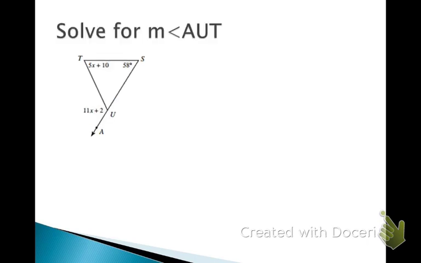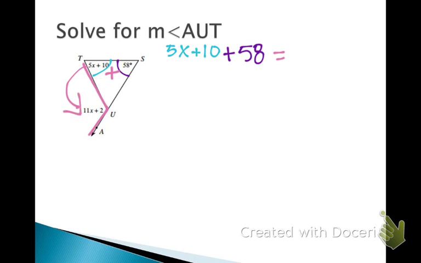We do one more together. Solve for the measure of AUT. So, what are my two inner angles here? Name one of them. T. So we're going to take that one, which is 5x plus 10. I'm going to add it to my second. What's my second interior angle? 58. And they will equal my exterior angle, which is? 11x plus 2.